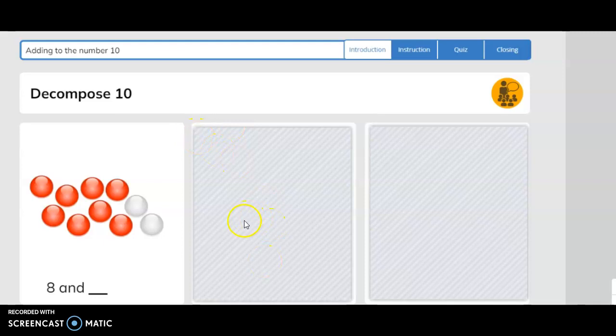Decompose 10. Here I have 8 balls. Let's count. 1, 2, 3, 4, 5, 6, 7, 8. And I have how many white balls? I have 2 white balls. Let me go ahead and write that in here. 2 white balls.